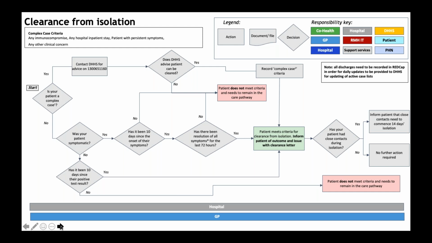So it's basically a 10 and 3 rule. People have had to be 10 days since the start of their symptoms and at least 3 days symptom free before release. And there are a few exceptions, especially immunocompromised. At the moment, it remains inpatient stay and a patient with persistent symptoms. And I'll hand over to Alistair to talk about what is a persistent symptom in his area, because obviously some patients do have things like anosmia for quite a long period of time.